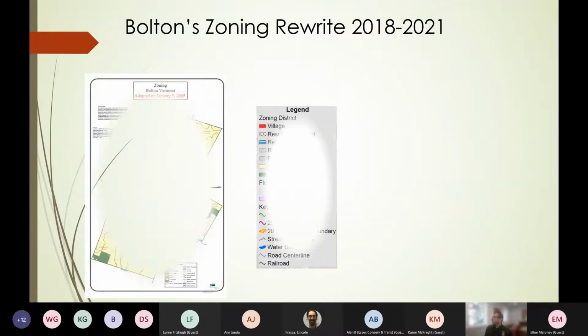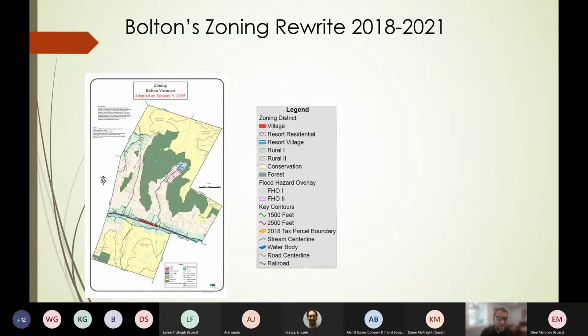Okay, so here's another example, and I want to talk about Bolton's zoning rewrite. At left, you see the 2005 zoning map. Now, the yellow is their conservation district. So that's a zoning district for conservation. And then in green is their forest district, really with a purpose statement that talks about forestry as the primary use there. And then that stippled area in the middle here, that is their rural residential district.